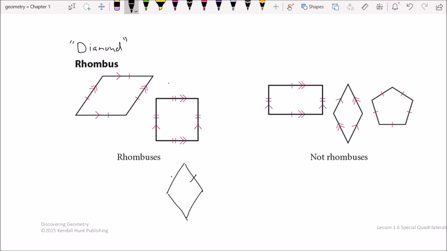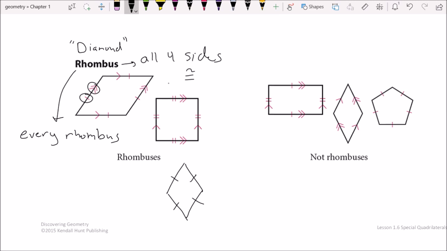A rhombus, if you want to just have the most basic picture, you could draw it like this. A rhombus is a 4-sided shape in which all 4 sides are the same length. And I'm going to write that they're congruent. That's the symbol I'm going to use to express that. Now, looking at the pictures here, you'll notice they have the congruence markers. They also have the parallel markers. So what they're trying to show us in this picture is that every rhombus is also a parallelogram. And that's a natural consequence of having all 4 sides the same length. You automatically get parallel sides.